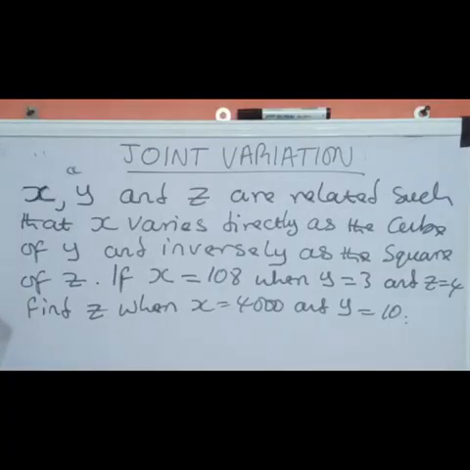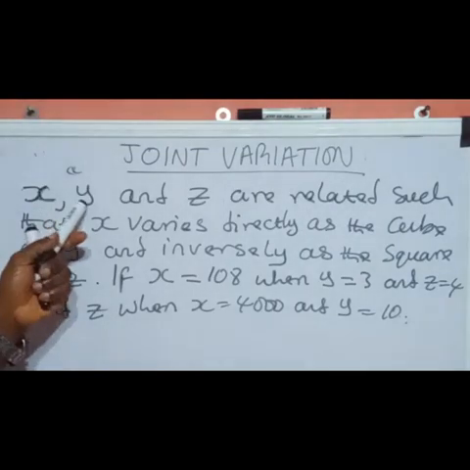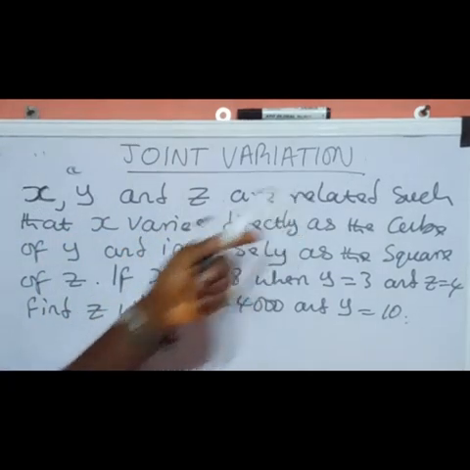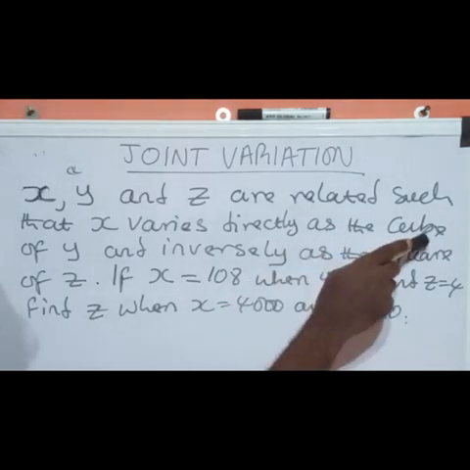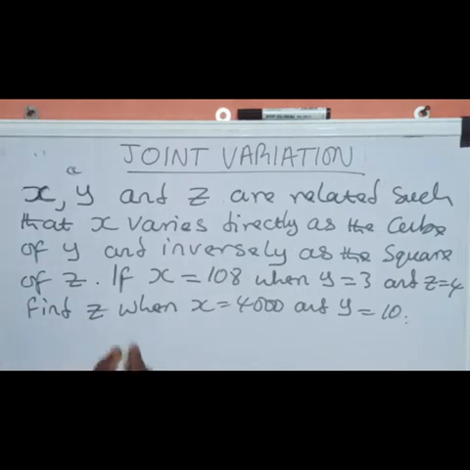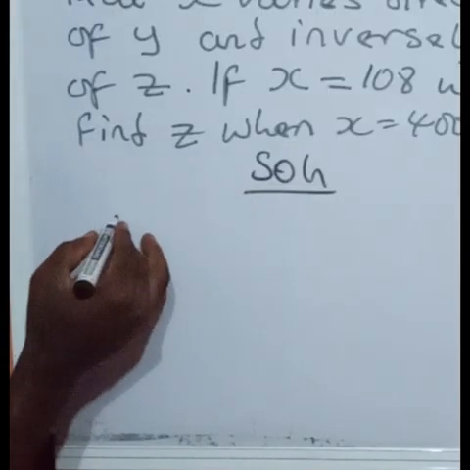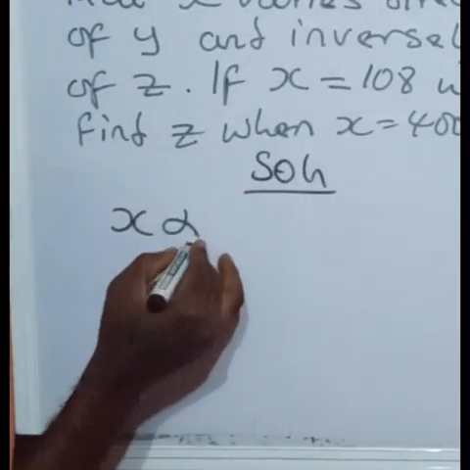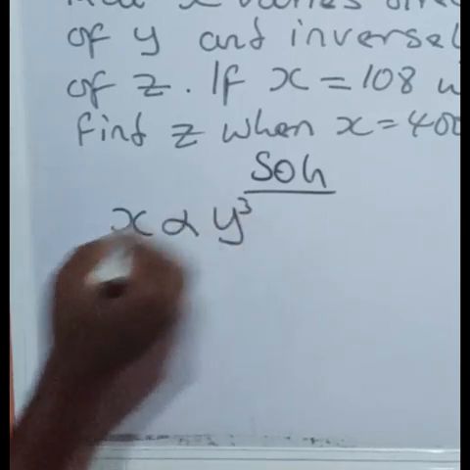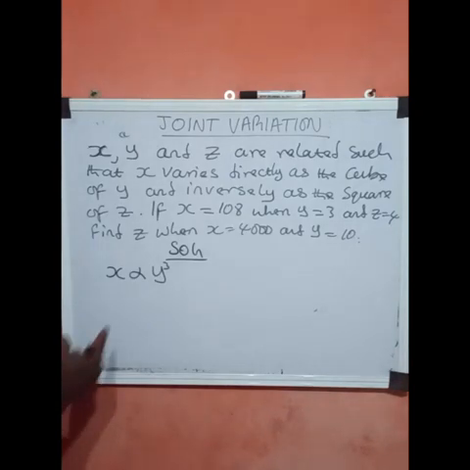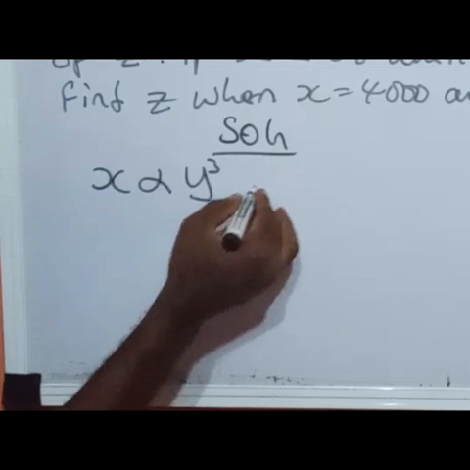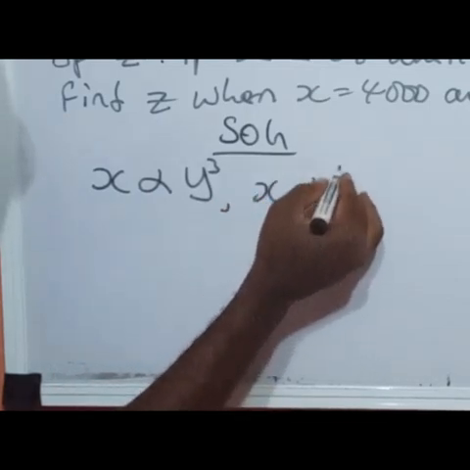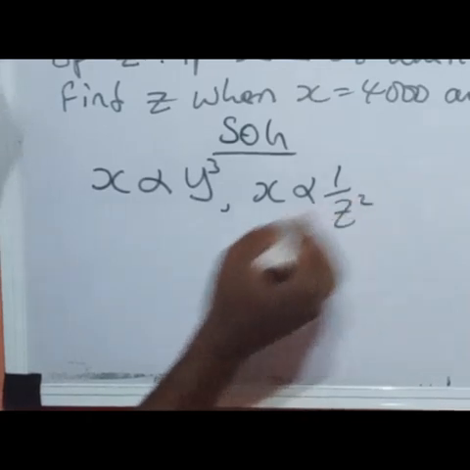This question, it's a WAEC question, says x, y, and z are related such that x varies directly as the cube of y. You remember how we represent our variation? We say x varies directly as the cube of y, okay, and inversely as the square of z. The same x varies inversely as the square of z.